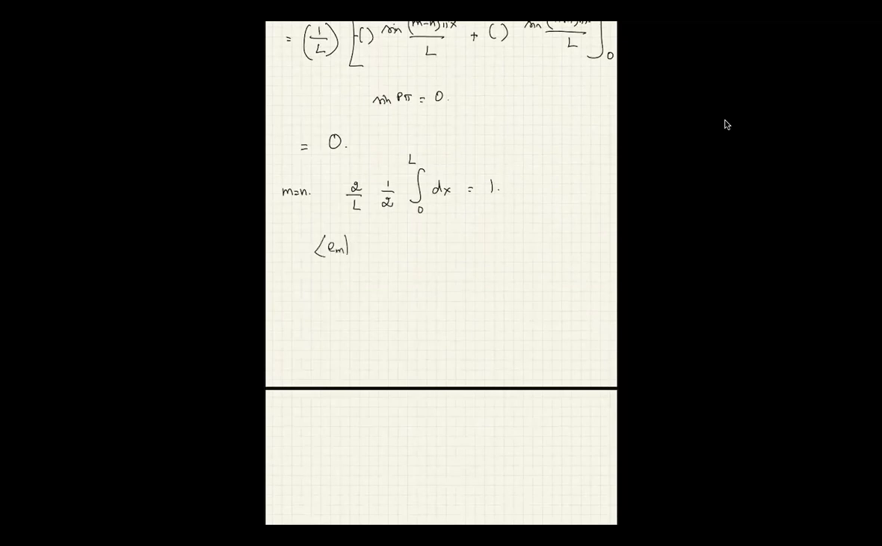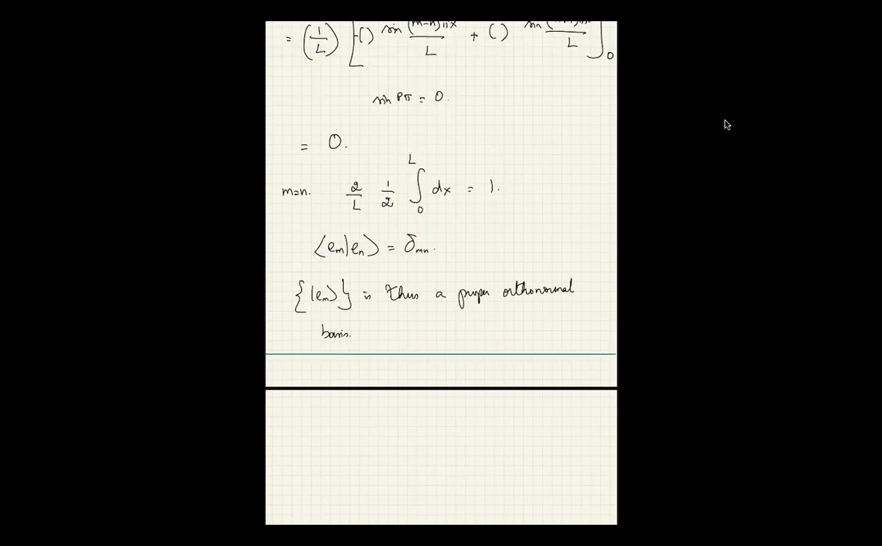So we have just proved that em en is equal to delta mn, and that the given basis em is thus a proper orthonormal basis. Okay, so that is the solution of the second problem. Okay, now this is a straightforward integration. Now let us move on to the third problem.